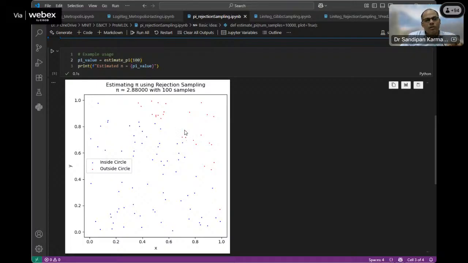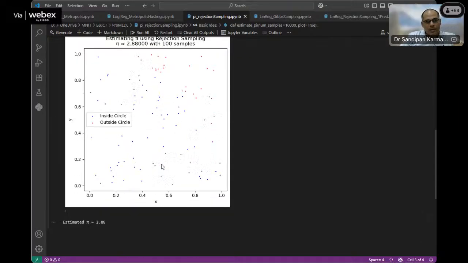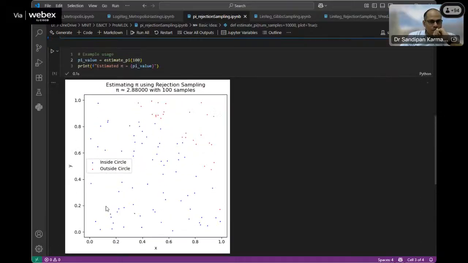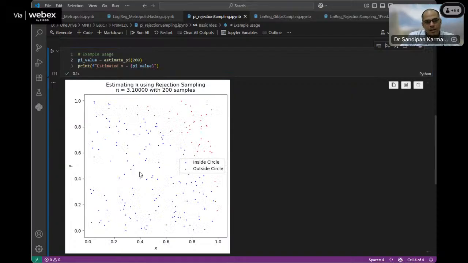So I have generated only 100 points, and nothing is properly visible. And what is the estimated pi value? That is coming as 2.88, which is far lower than the actual pi value. If I make it 200, then just check what will happen. You can see now a little bit more dense points, and pi is coming as 3.14 with 200 samples.